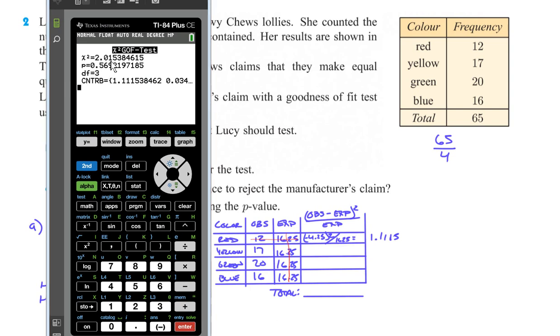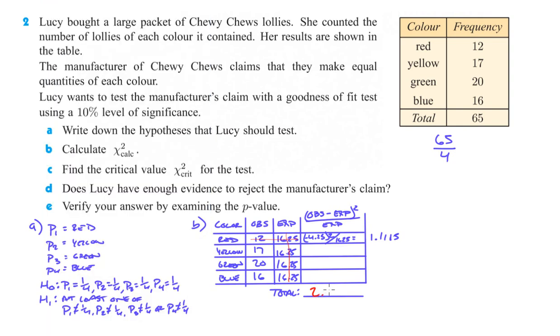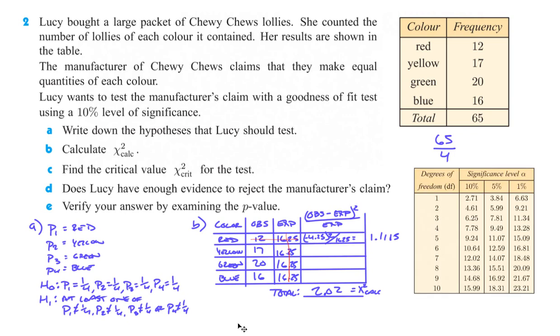Okay, so we get that our chi-squared value is 2.02. Oops. Let's go back to blue. So we get a total of 2.02. This is our chi-squared calculated, right? Okay, so our next part here is to find the critical value, the chi-squared crit for the test.